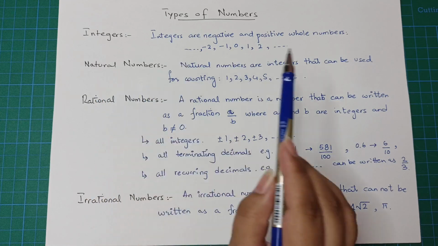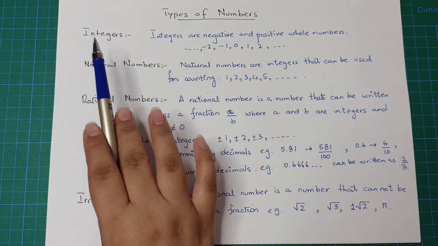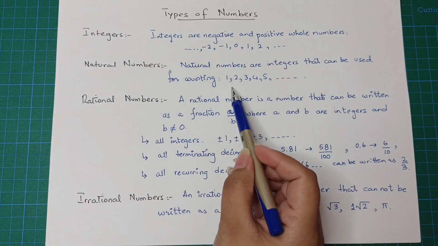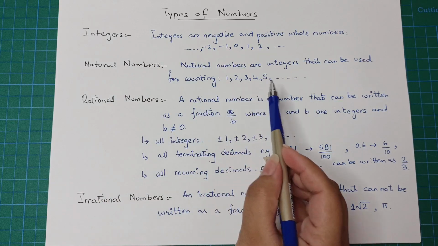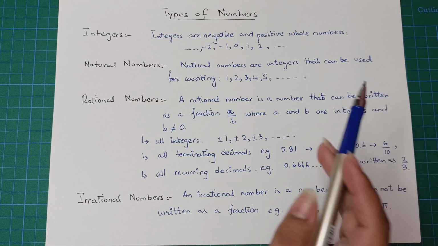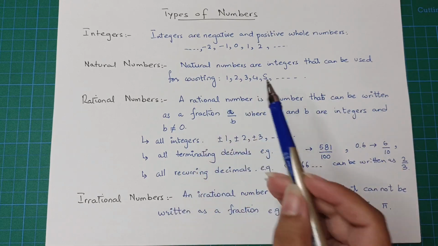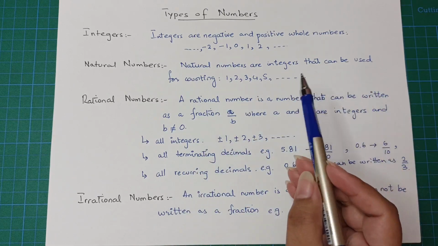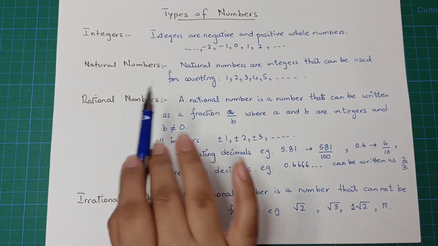Now let's talk about the natural numbers. The natural numbers are those numbers, or you can say those integers, that can be used for counting, like 1, 2, 3, 4, 5, 6 and onwards. Now for counting we always go for positive numbers. Okay, now the next type here is the rational numbers.